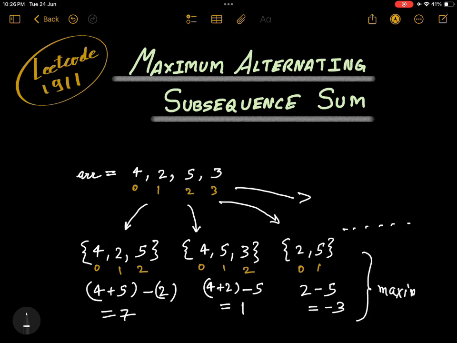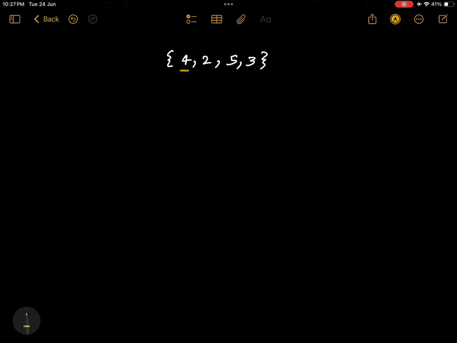Okay. So let's take this example and build the intuition. At first, my pointer will be at index 0. So I can either pick this element or I can skip this element. If I pick this element, it will be at the 0th index, so it will be positive in my answer in this path.